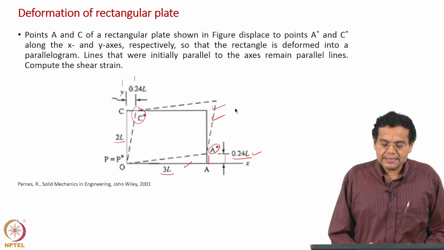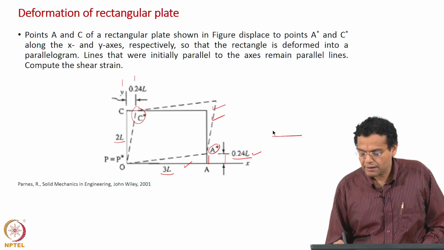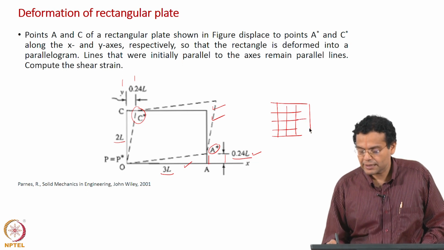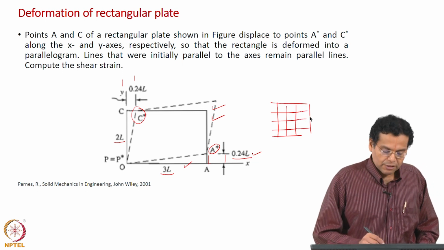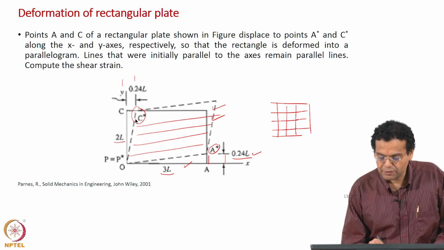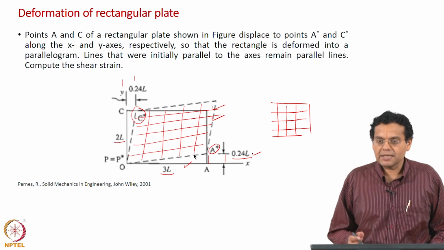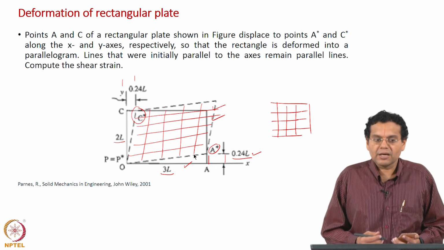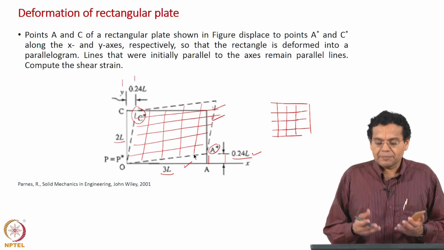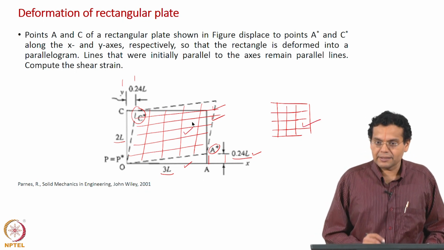Lines that are initially parallel to the axis remain parallel lines. What does it mean? Initially you would have had lines like this, lines parallel to the x and y axis. Now, in the deformed configuration they remain parallel, which means that you have lines like this. Why is this statement required? Just to simplify the problem, saying that the shear strain is the same throughout the plate. You will not find shear strain at every point in the plane. If you are finding one value of shear strain, the change in angle, that is applicable throughout the plate. That is why lines parallel to the axis remain parallel in the final configuration as well.